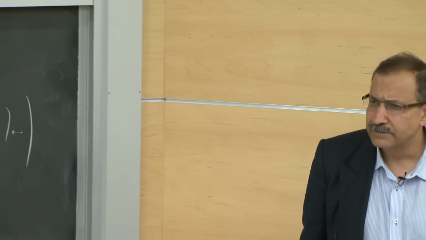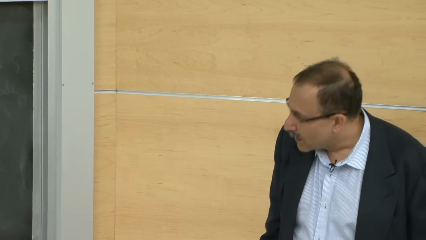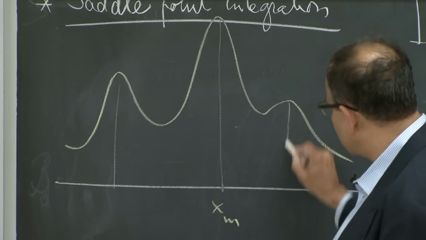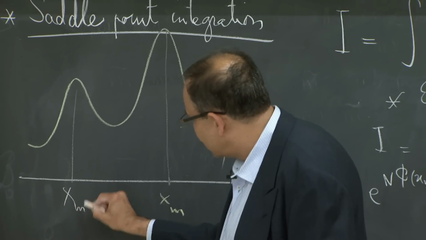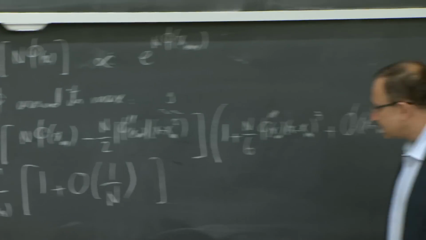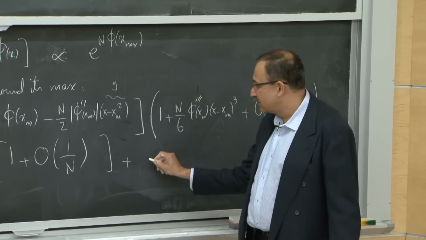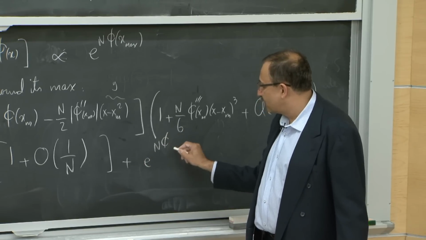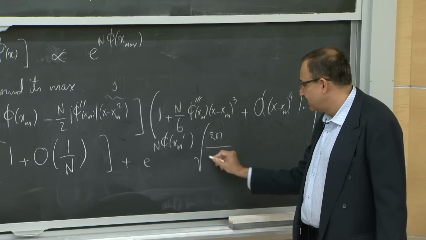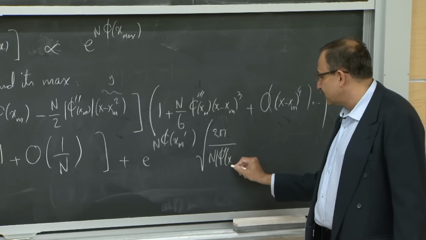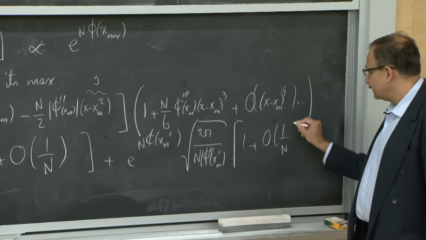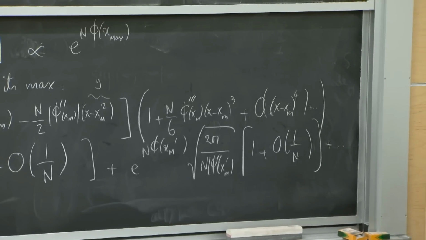Yes? It seems that you can also expand at any local maximum. Excellent, good. So you're saying, why didn't I expand around this maximum, around this maximum? So let's do that. Xm prime, Xm double prime. So I would have a series around the other maxima. So the next one would be e to the n phi of Xm prime root 2 pi over n phi double prime at Xm prime, and then 1 plus order of 1 over n, and then the next one, and so forth.